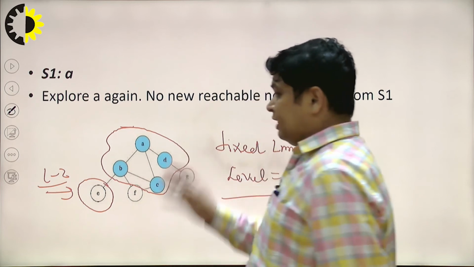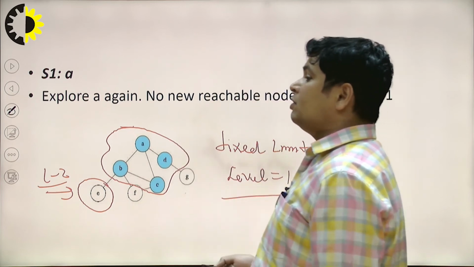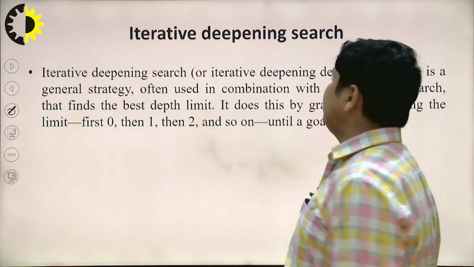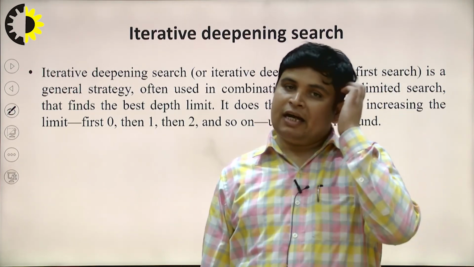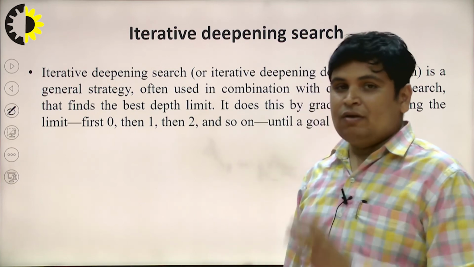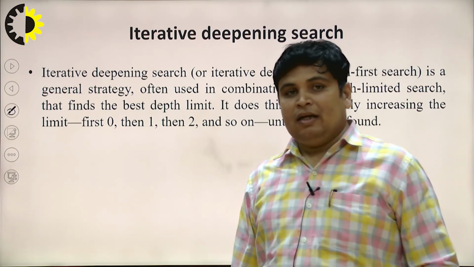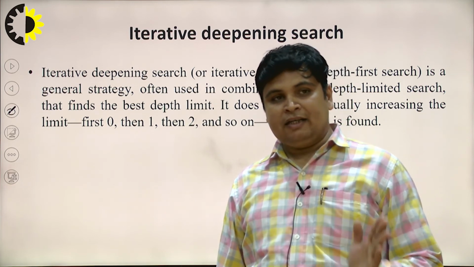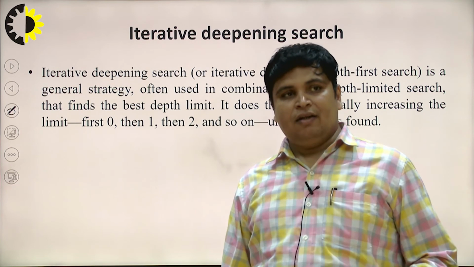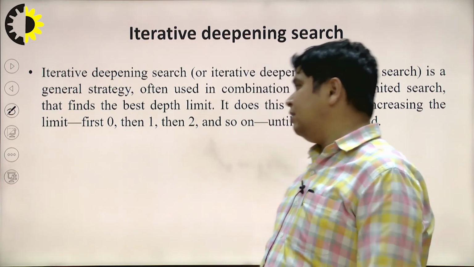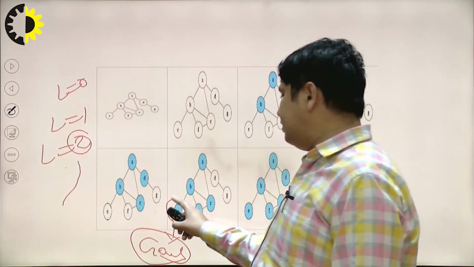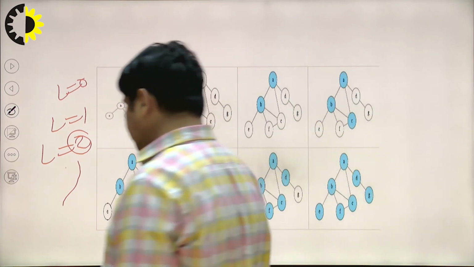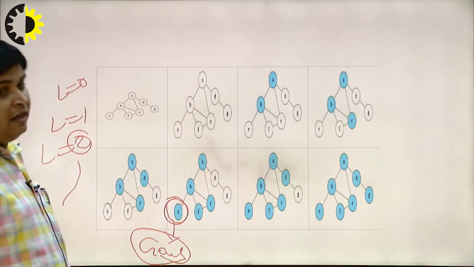But for the same problem, if I use the iterative deepening search algorithm, I definitely reach the goal state, because the first time I mark our level at 0, then again 1, then again 2, and at level 2 finally I will find our goal state. This is the advantage of this type of searching algorithm.